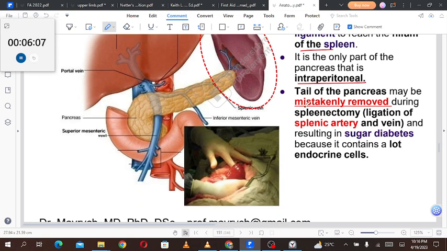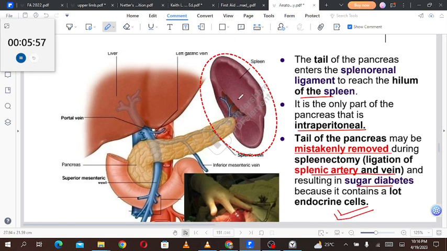Tail of the pancreas may be mistakenly removed during the splenectomy, ligation of the splenic artery and vein, resulting in sugar diabetes because it contains a lot of endocrine cells. So endocrine cells are clustered in the tail. So if you remove the tail mistakenly, that can lead to development of diabetes mellitus.